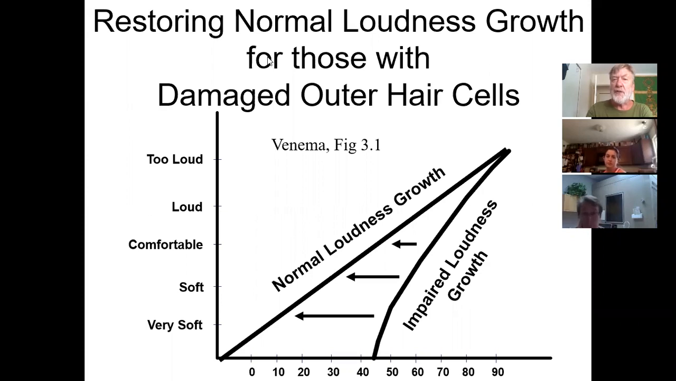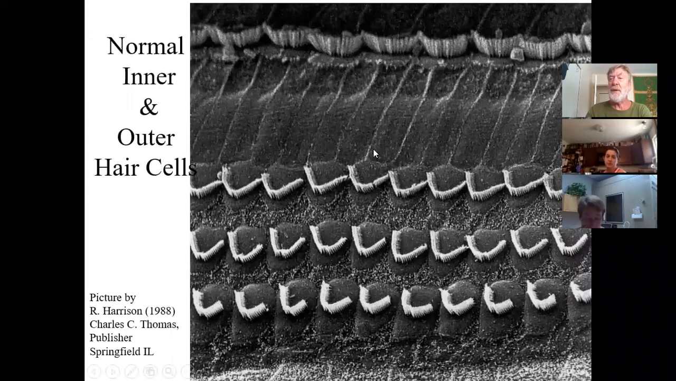Damaged hair cells. Here's a picture of hair cells. Here are hair cells inside your cochlea, and here are hair cells inside your cochlea. Now, the top hair cells are called inner hair cells. And the bottom hair cells, shaped like V's, are called outer hair cells.